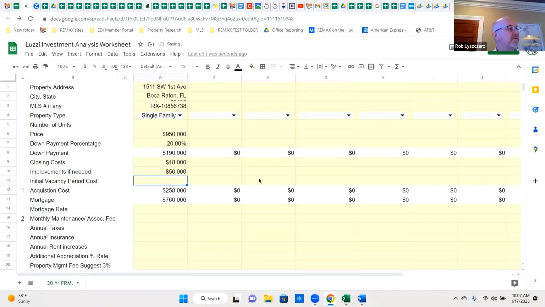And how long would it take to do that? To do all the work, Rob, I would think 3 months? Yeah, 3 months is a fair estimate. Okay.